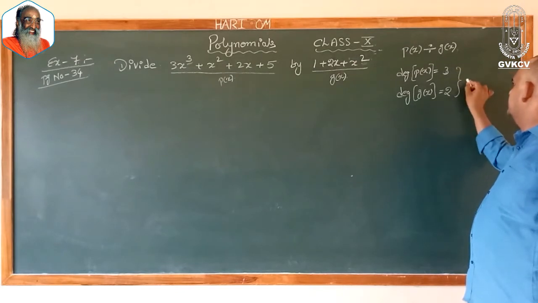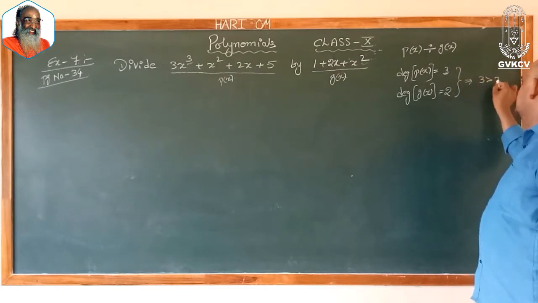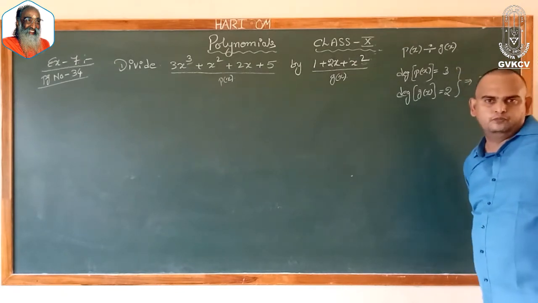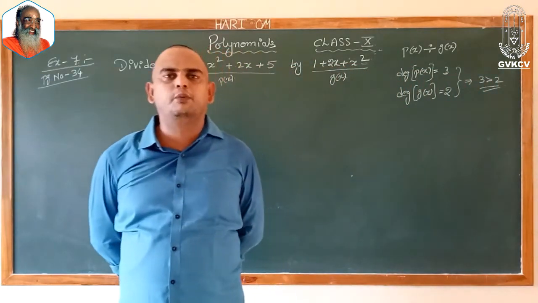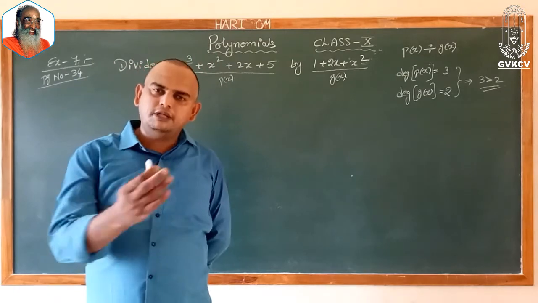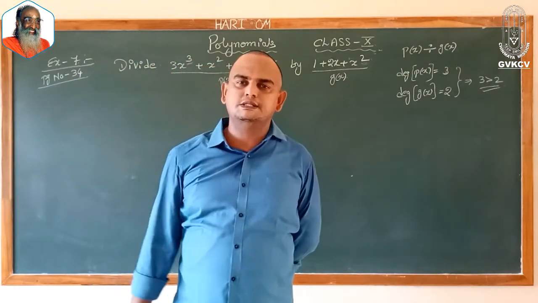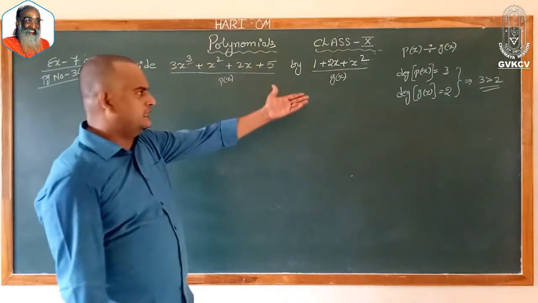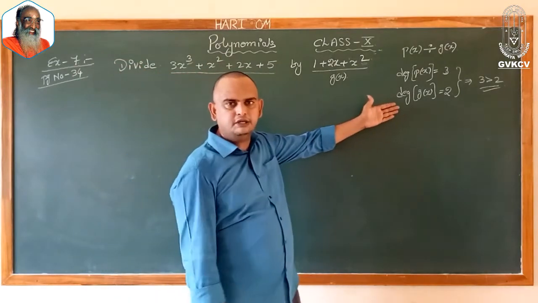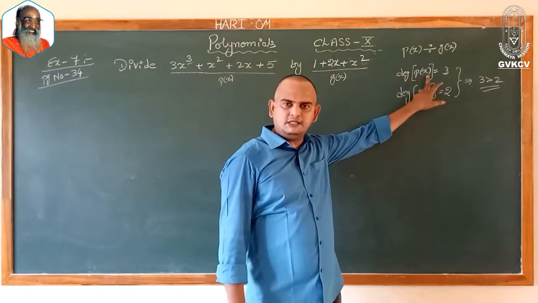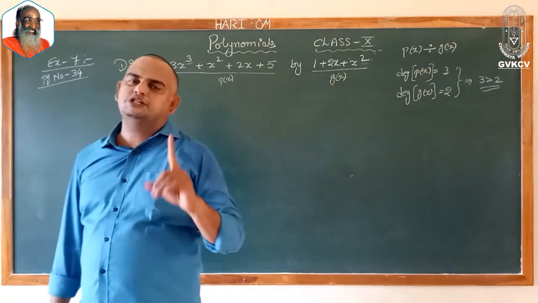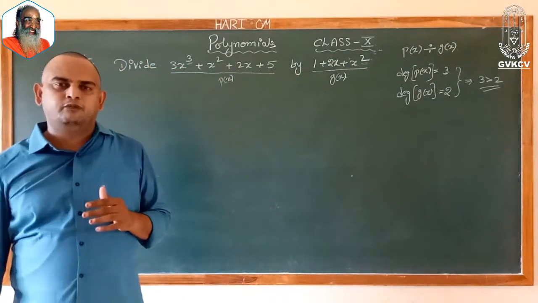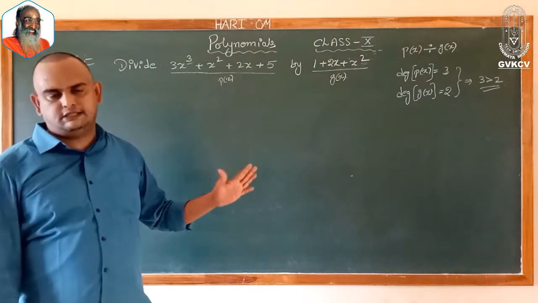So from this, what can I say? I can say that 3 is greater than 2. So we are able to divide the polynomial p of x with another polynomial g of x, because the condition is satisfied. What is the condition? Degree of p of x is greater than degree of g of x. That is the first condition you need to observe. We have to compare the degrees.